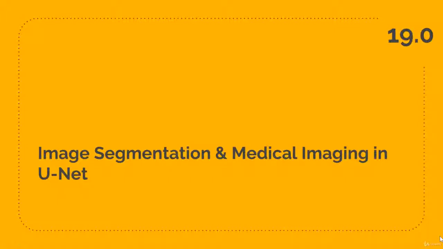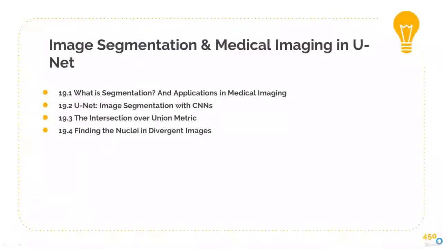But okay, let's move on to image segmentation, and I'll talk a bit about medical imaging and UNet, which is a very cool CNN that does image segmentation. This section is split up into 4 parts. Firstly, I discuss what segmentation is exactly, and provide some examples of applications in medical imaging. Then I talk about UNet and how it applies to image segmentation in CNNs. Then I define some terms we're going to need to know, which is the intersection over union metric. And then we do our final project in the chapter, where we find the nuclei in divergent images.